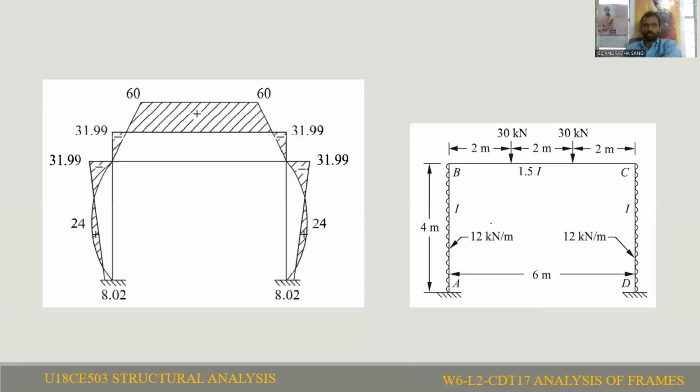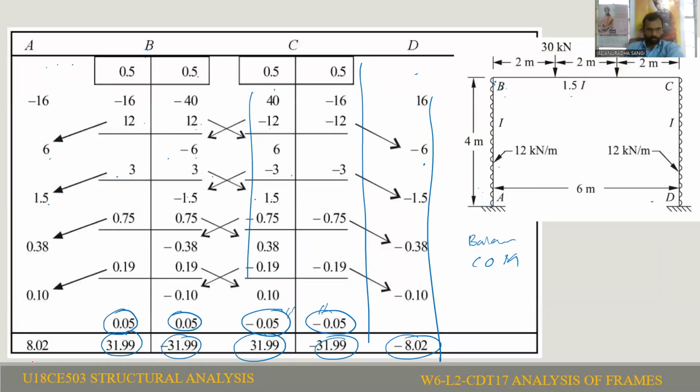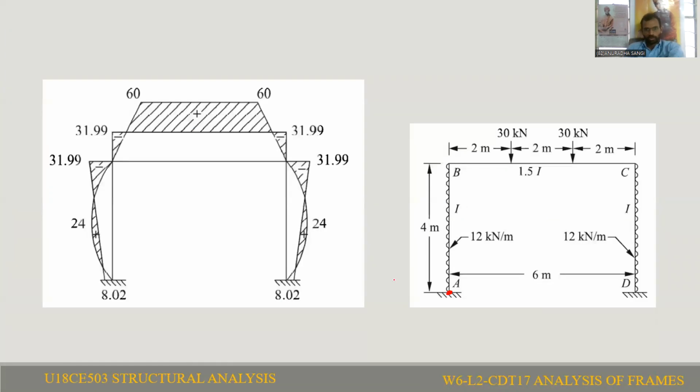After that, we need to draw the bending moment diagram based on these final end moments. For that, first we need to draw the total frame as it is. So this is our total frame. Moment at A, we have 8.02 kilonewton meter. That we need to locate. This is the 8.02 ordinate.